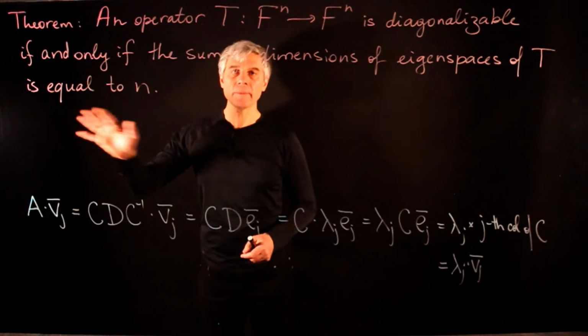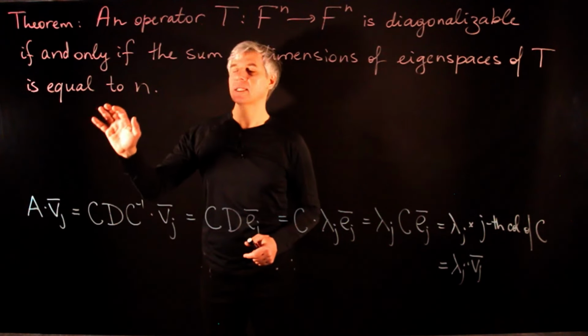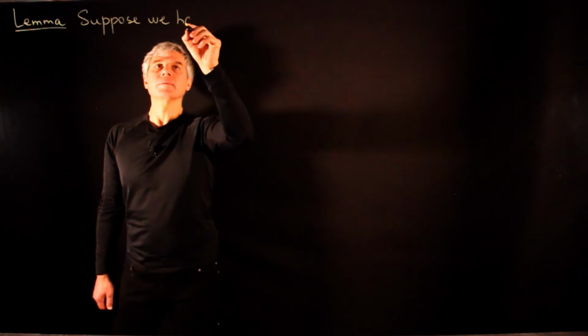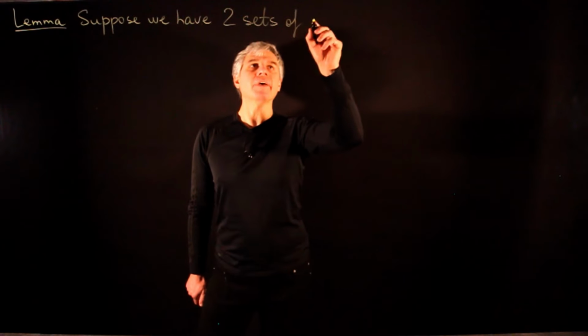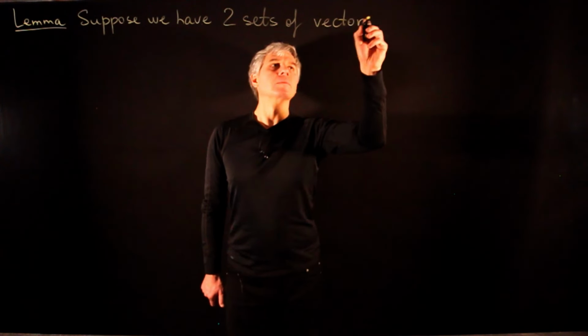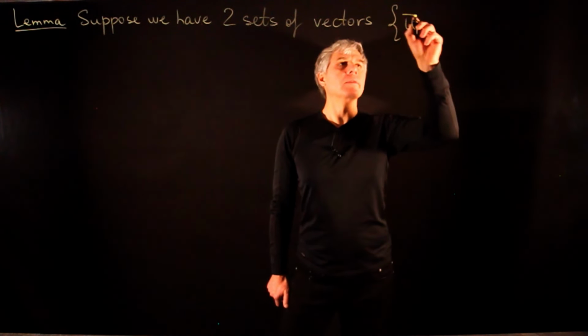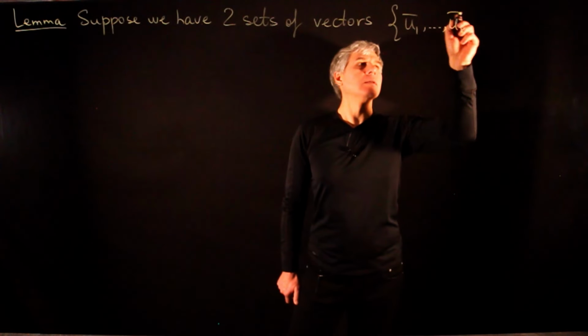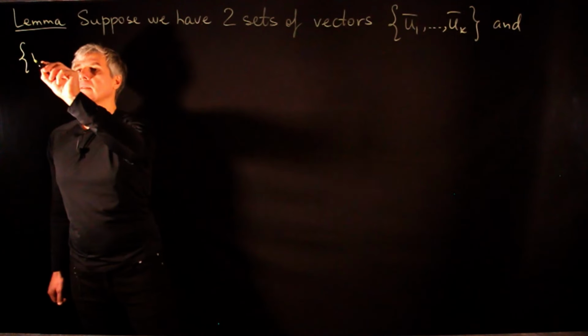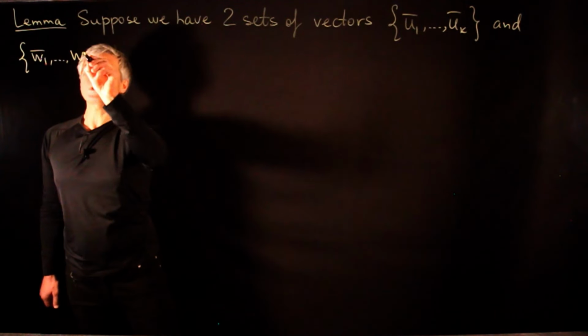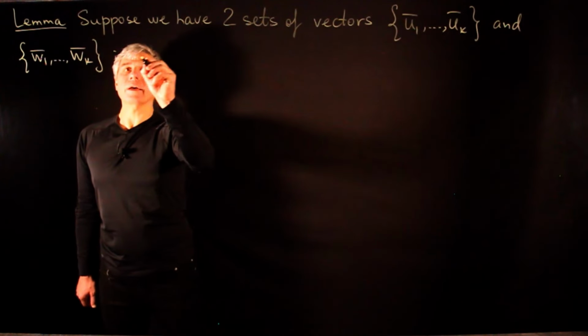Before we can prove this theorem, we need to establish a couple of technical results. Lemma. Suppose we have two sets of vectors u1 through uk, and w1 through wk in a vector space V.